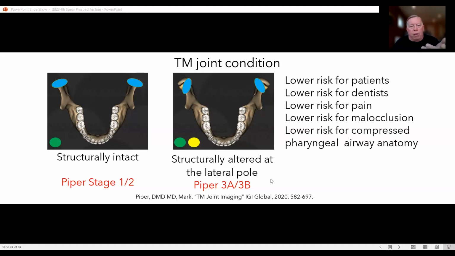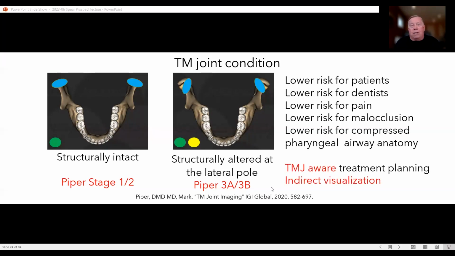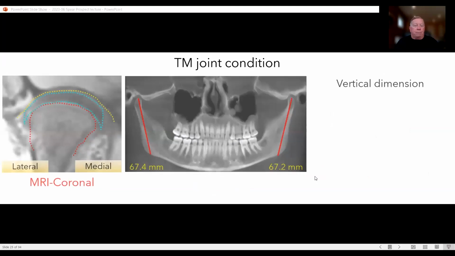The green and the green-yellow, those are the lower risk patients, lower risk for dentists, because generally those cases are going to be easier. We don't see as much pain. We don't see as much bite change, and we don't see as much compressed pharyngeal airway space. So these are the patients we don't need to image. We're going to be aware of treatment planning when we're thinking about the joints, as Frank Spear talks about, but we can use indirect visualization. We don't have to see the anatomy.